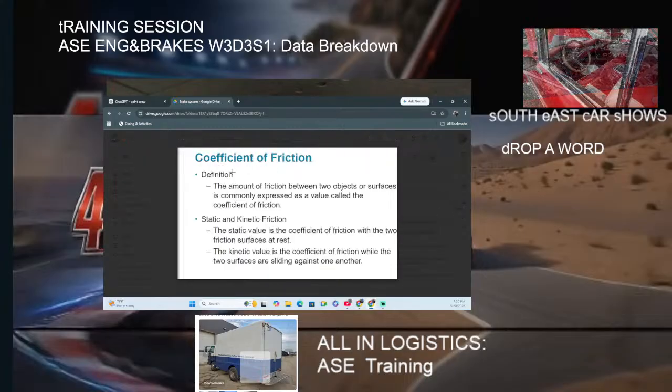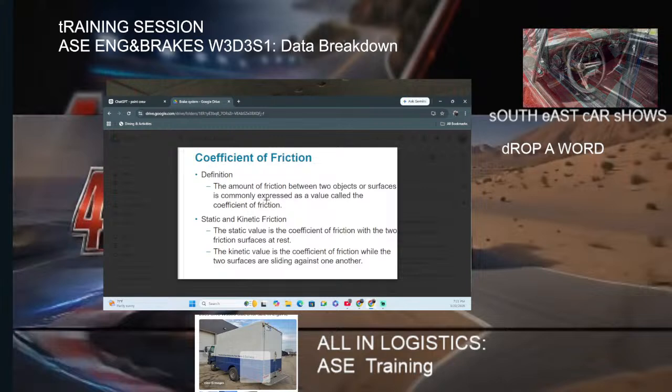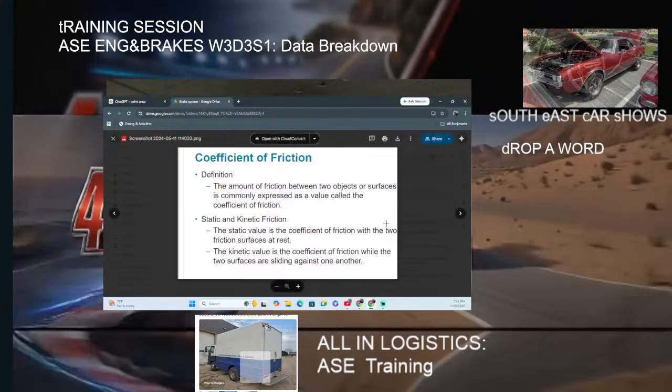Coefficient of friction. Definition: the amount of friction between two objects or surfaces is commonly expressed as a value called the coefficient of friction. Static and kinetic friction. The static value is the coefficient of friction with the two friction surfaces at rest. The kinetic value is the coefficient of friction while these two surfaces are sliding against one another.